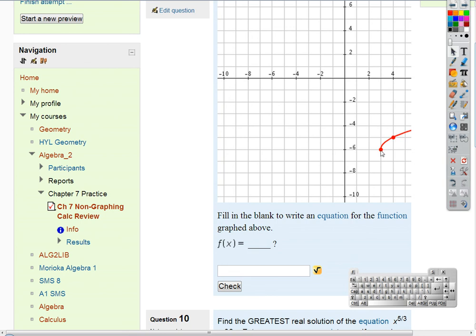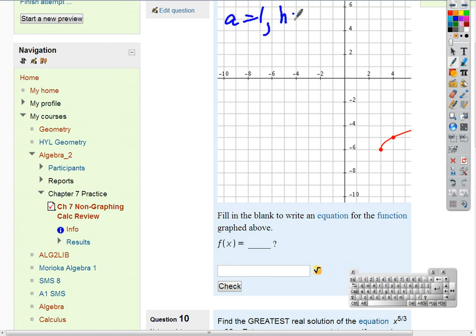There's my special point. I go over 1 and up 1, so a is positive 1. H, yeah, well, it goes off to the side. It gets cut off back there. But h looks like 3, k is negative 6. Agreed?